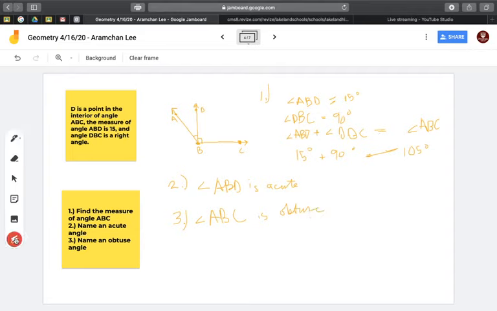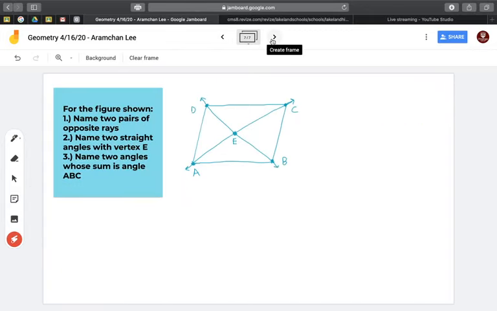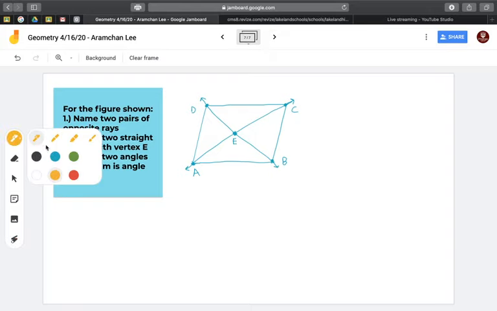Okay, we have one more question for this lesson. So we're given a figure, and for this figure, we are asked to name two pairs of opposite rays, name two straight angles with vertex E, and name two angles whose sum is angle ABC. So, tackling the first part first, name two pairs of opposite rays.